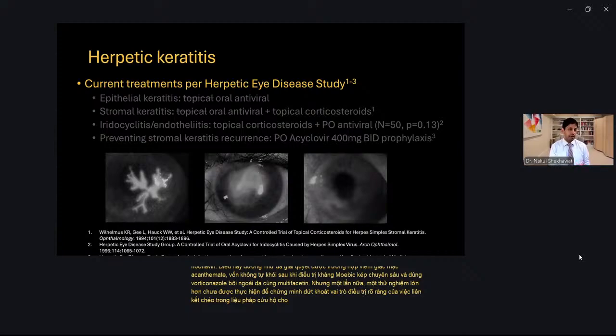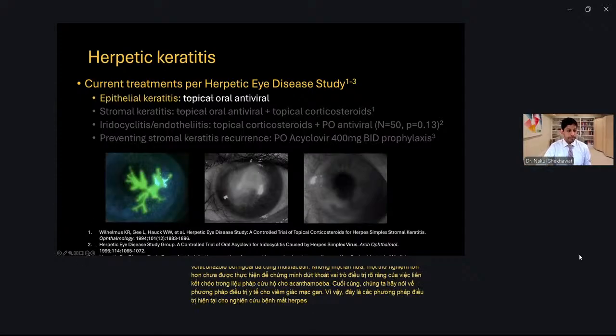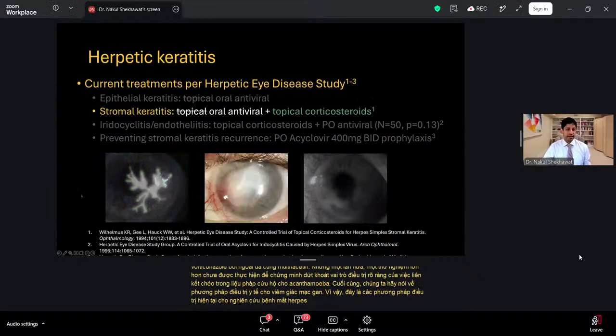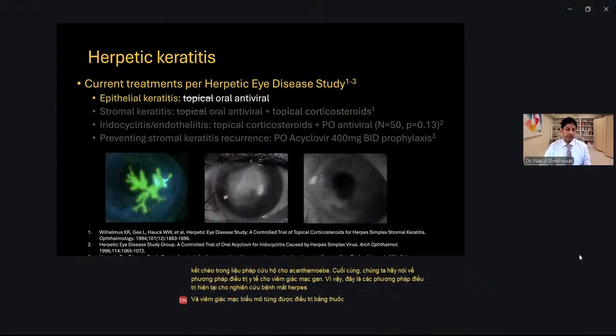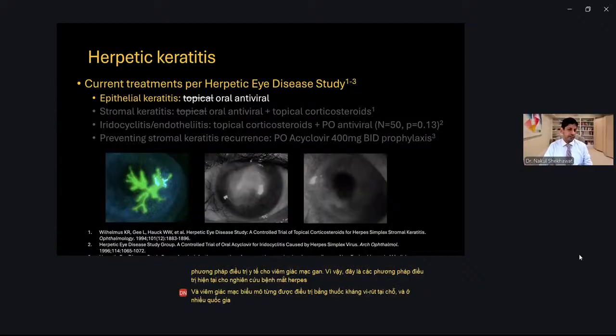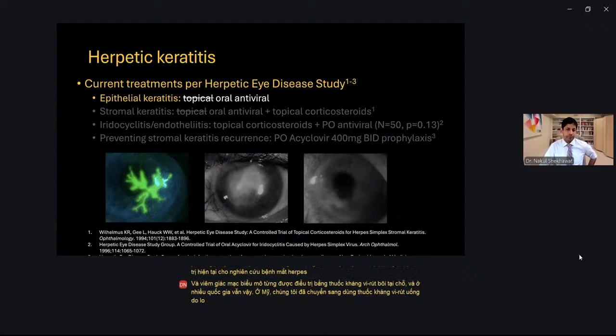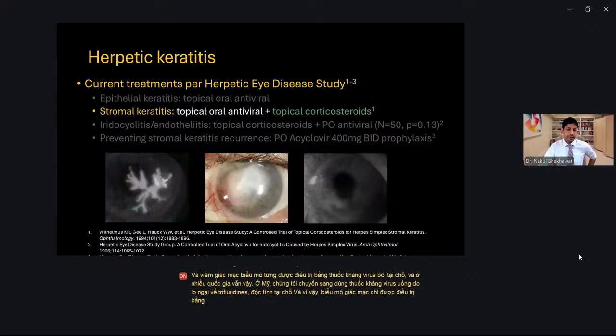Finally, let's talk about medical treatments for herpetic keratitis. So here are the current treatments from the Herpetic Eye Disease Study. Epithelial keratitis used to be treated with topical antivirals, and in many countries it still is. In the US, we switched over to oral antivirals due to concerns with trifluridine's topical toxicity. Epithelial keratitis is treated with only antiviral therapy. Stromal keratitis is treated with antivirals as well as topical corticosteroids.